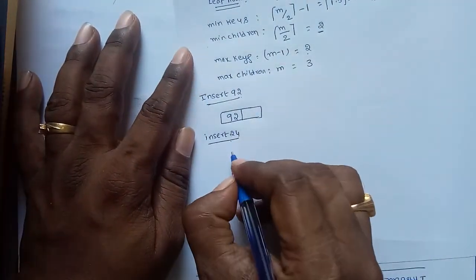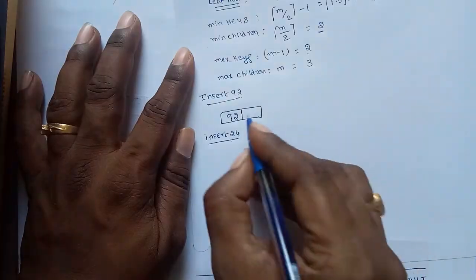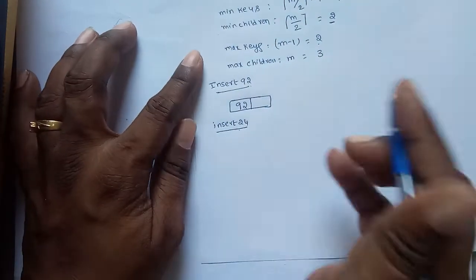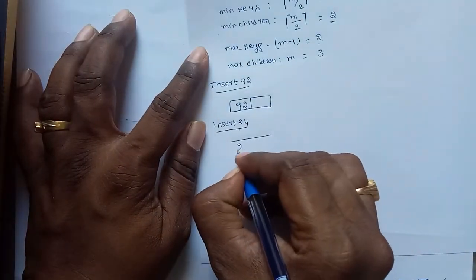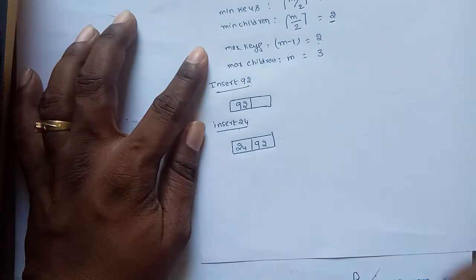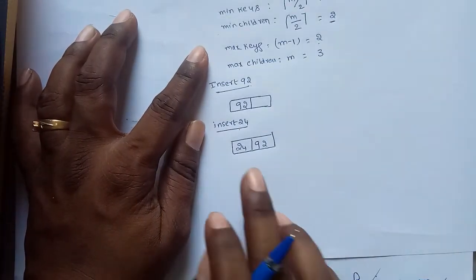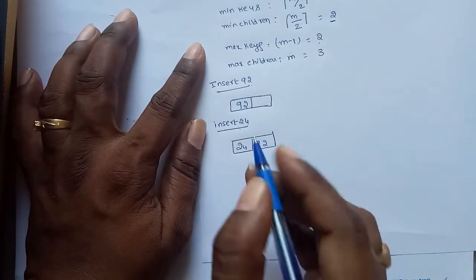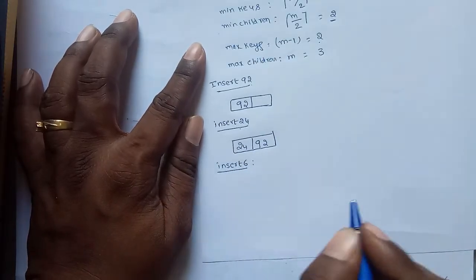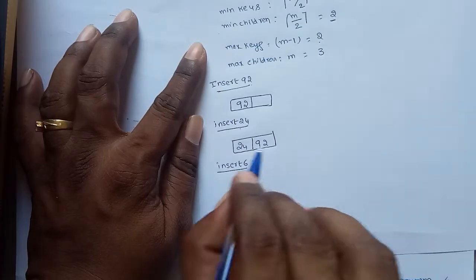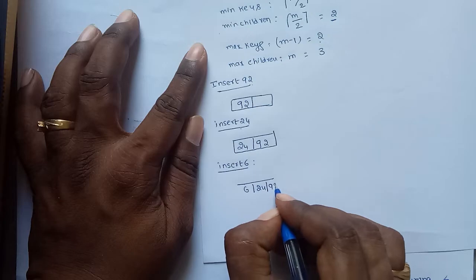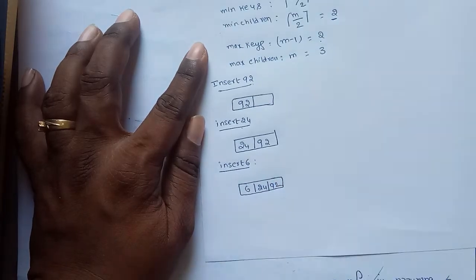What is the position of 24? We have only one node, and this is the leaf node and at the same time the root node. This is the position of 24, then 92. At the time of each insertion, arrange in sorted order. Next, insert 6. What is the position of 6? The position of 6 is this one: 6, 24, 92.